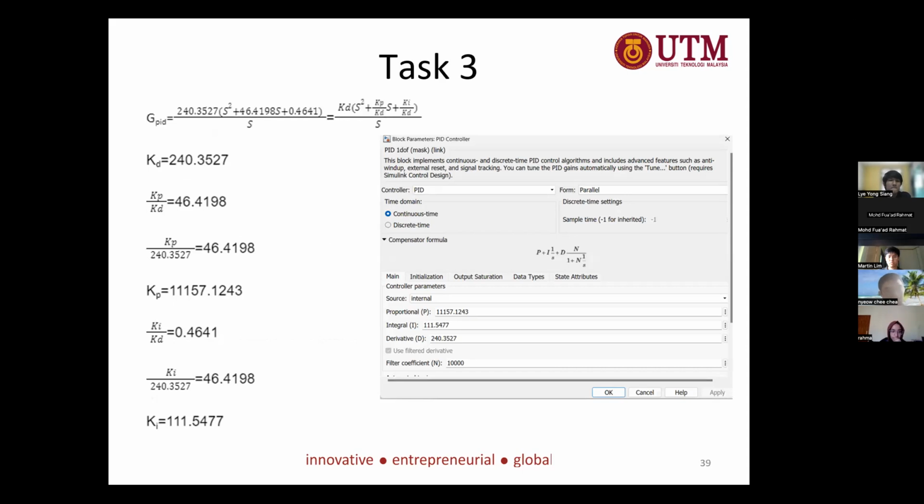Next. Then we compare our PID controller with the formula KD bracket S squared plus KP over KD S plus KI over KD over S. So we get our KD equal to 240.35, and then we get KP equal to 111.57 and KI equal to 111.54. Then we enter the values of KP, KD, KI into the PID controller. So the proportional is the KP, the integral is the KI, and the derivative is the KD.